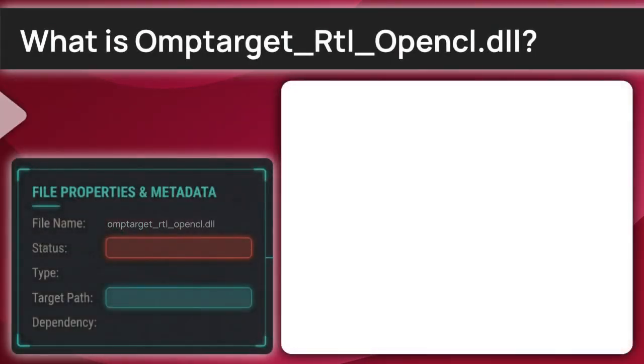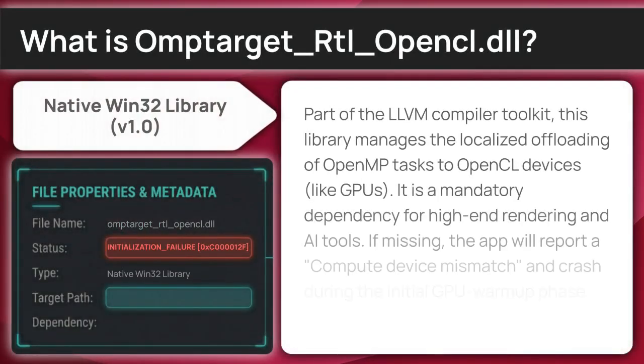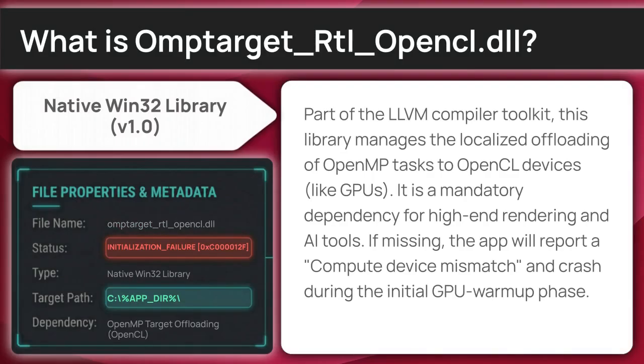This is the OpenMP Target Runtime Open Computing Language, part of the LLVM compiler toolkit. This library manages the localized offloading of OpenMP tasks to OpenCL devices, like GPUs. It is a mandatory dependency for high-end rendering and AI tools. If missing, the app will report a compute device mismatch and crash during the initial GPU-warmup phase.